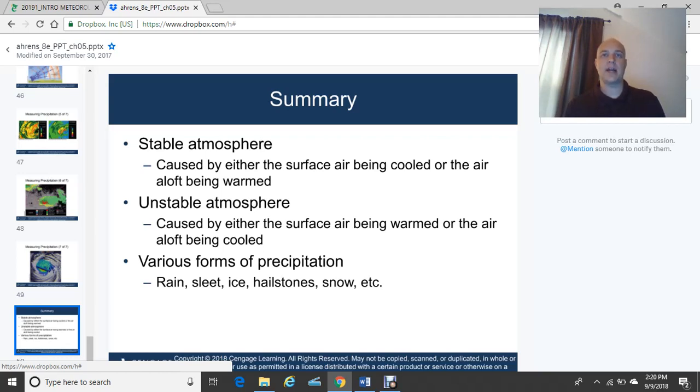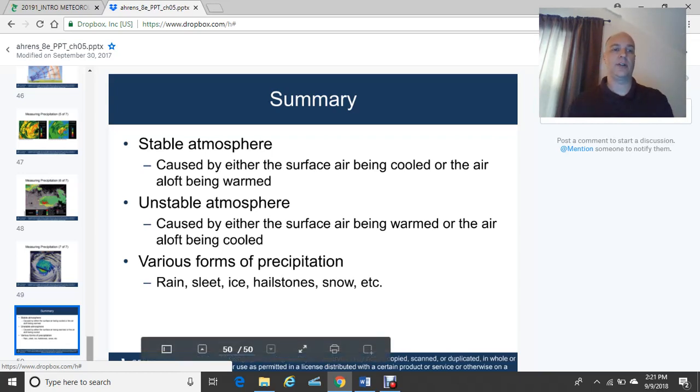Hailstones are summertime precipitation, generally from thunderstorm clouds, and then snow is obviously mainly a wintertime type precip event. This is where your temperature from the cloud all the way to the ground is below freezing, so that precip is going to remain snow all the way down on its journey from the cloud to the ground.